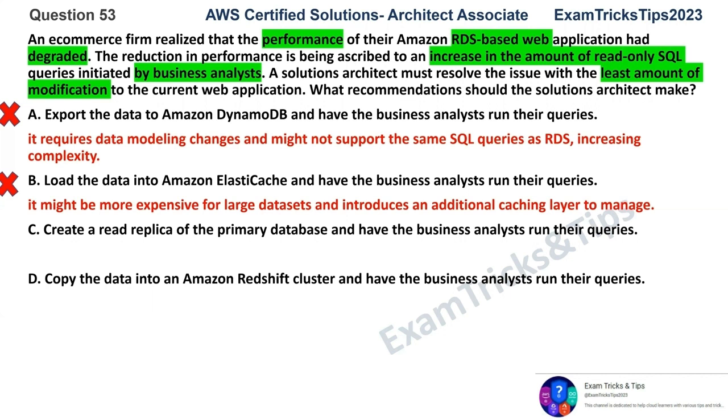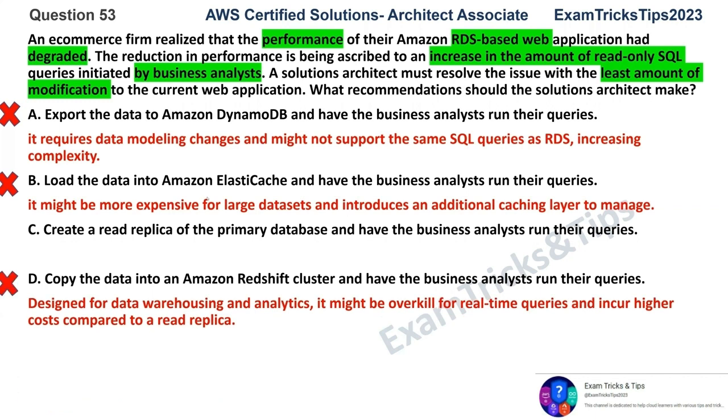And this particular analytics does not qualify for a simple reporting analytics query. It's an overkill for real-time queries, and it will definitely increase cost because Redshift is a very costly solution. So you're using a costly solution which is not needed for an application use case that is much simpler than that. So option D is wrong. And our final answer is the one we discussed in the solution overview on the previous slide, which is create a read replica for the primary database and have the business analysts run their queries. So that's the answer for this particular question.